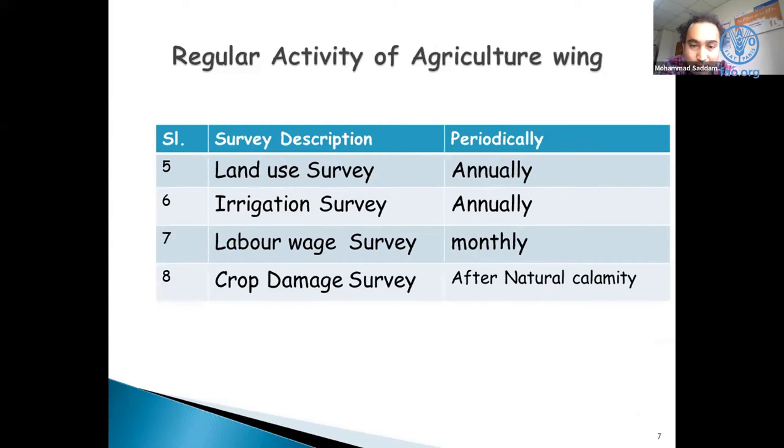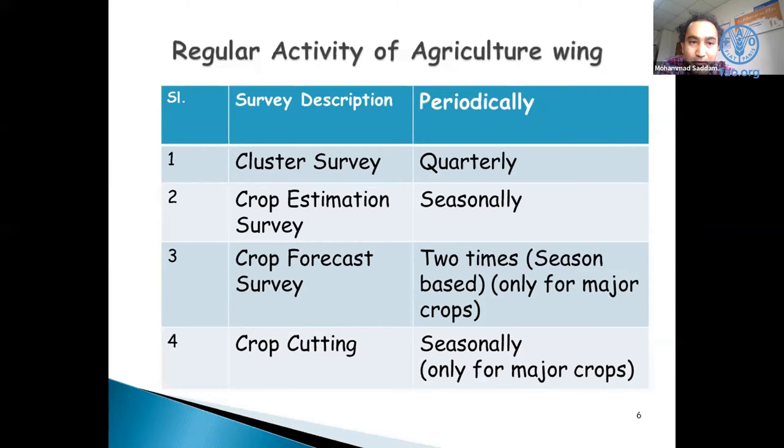And the labor wage survey is conducted monthly. Every month, we do the labor wage survey. And also the crops damage survey. After a natural calamity, we usually do the crops damage survey. These eight regular surveys are usually conducted by the agriculture wing of BBS.